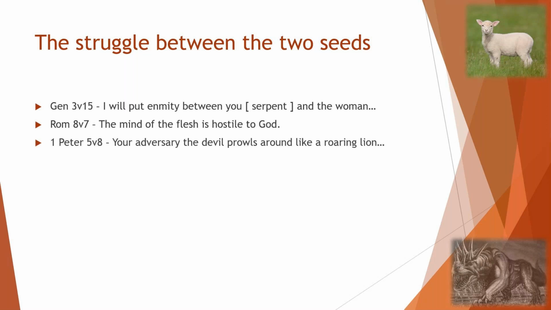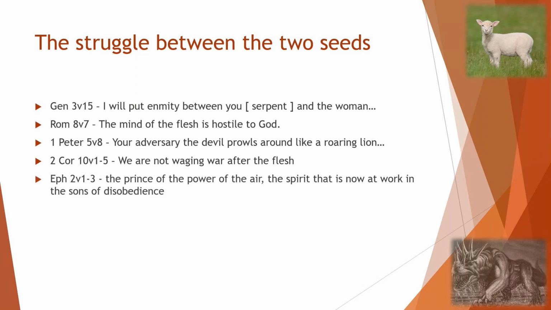In 1 Peter 5, verse 8, Peter talks about your adversary, the devil. He prowls around like a roaring lion, seeking those whom he can devour. Now, I understand that here Peter's actually talking about the authorities at the time, and he talks about them like this. In 2 Corinthians 10, we're not waging war after the flesh. Our warfare is a spiritual warfare. It's a battle of the mind. And in Ephesians 2, Paul talks about the prince of the power of the air, the spirit that is now at work in the sons of disobedience.